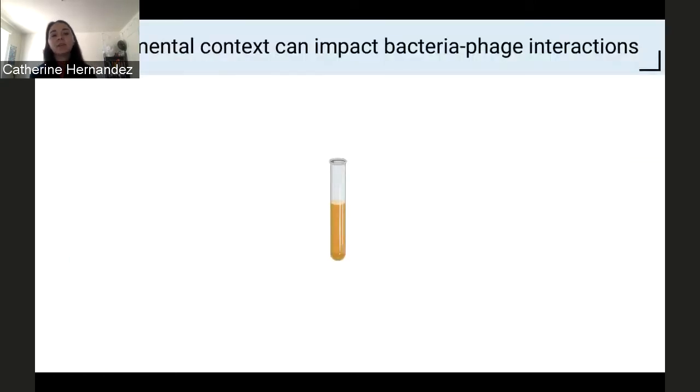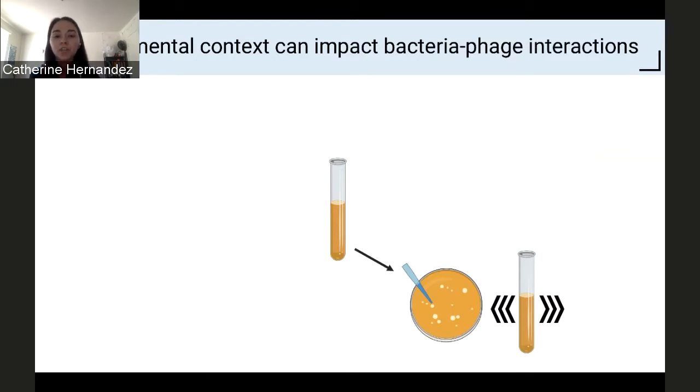And so I'm generally interested in how environmental context can impact bacteria and phage interactions. And what I love about working with these systems is that you can grow them really simply in the lab in a culture like this, or you could add some spatial structure, grow them on a petri dish and have them interact there. You can also manipulate whether there's spatial structure in the test tube or not by shaking it.